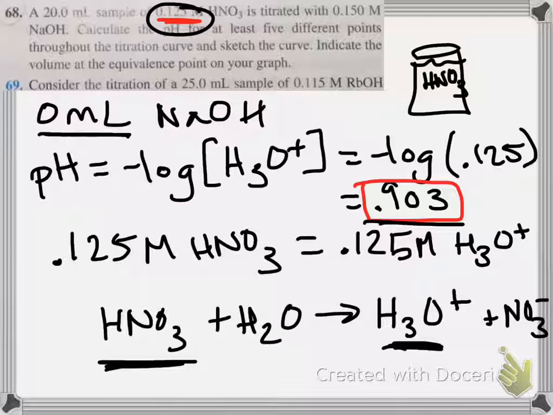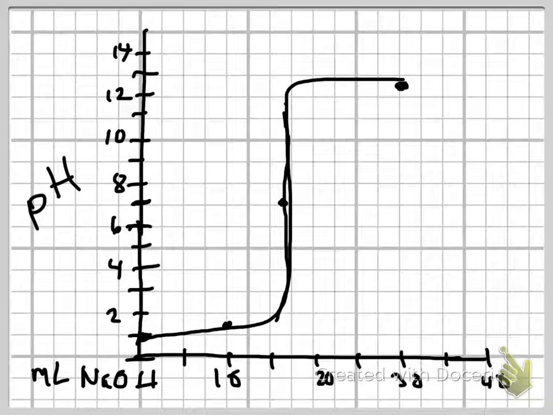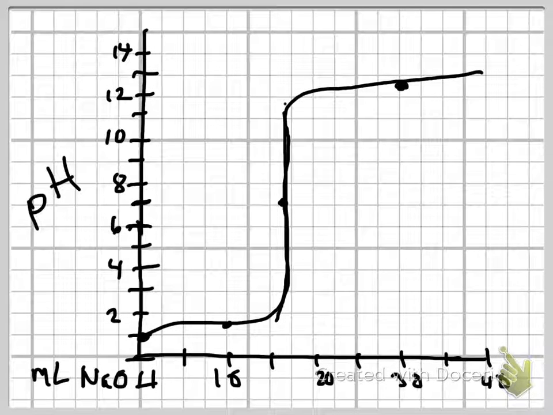So here I've plotted all 4 of the points that we calculated, and I know that near the equivalence point, it's pretty much a vertical line. So my titration curve is going to look something like this. And that's it.